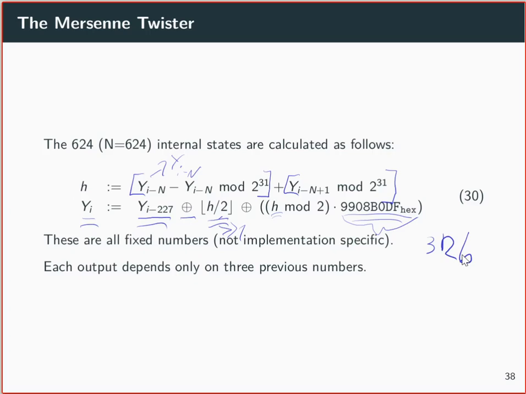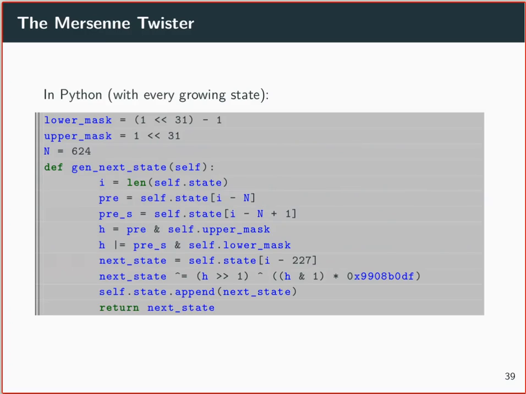So the first thing we can see is that an internal state or an output depends only on 3 previous states. This one, and this one. So this is how a Python implementation could look like with an ever-growing state. That's just what we have seen in the formulas, just written as Python.